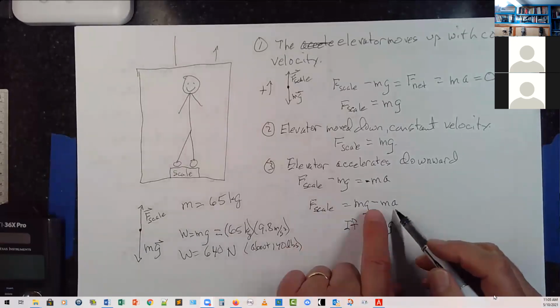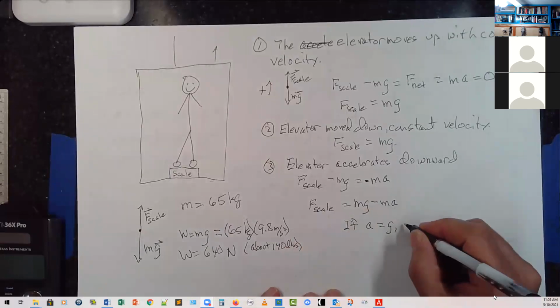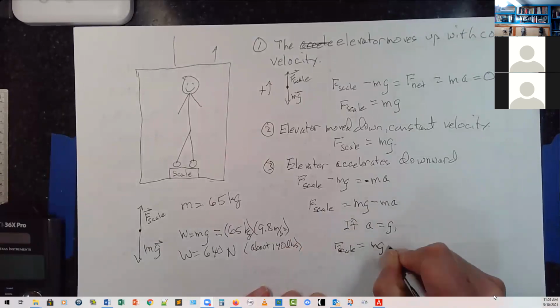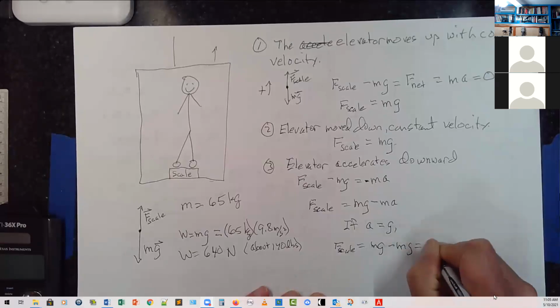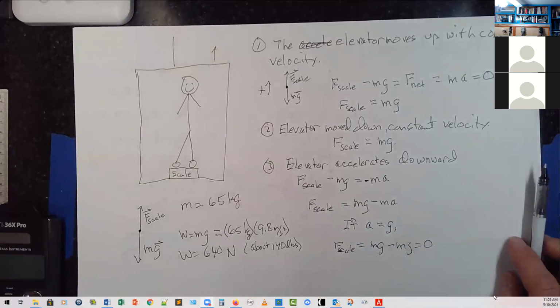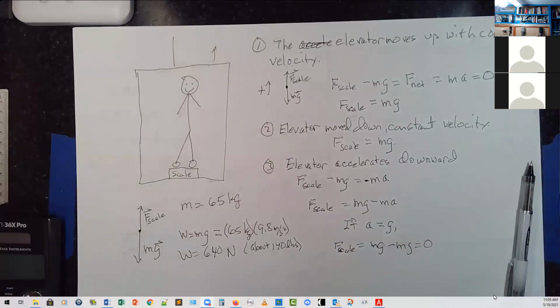Now, if a is g, and I put a minus sign on it, what you would feel is the force that the scale exerts on you would be mg minus mg. That's 0. You would feel weightless. And that's where Einstein got this idea that he would not feel his weight on the chair if he was in free fall. If somebody lifted you and your chair to the edge of a skyscraper and dropped you off, you wouldn't feel a contact force between yourself and the chair on the way down.